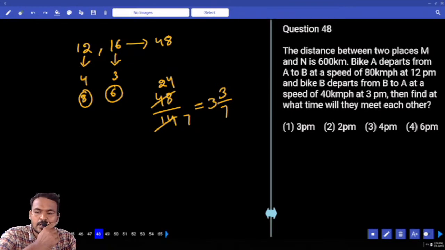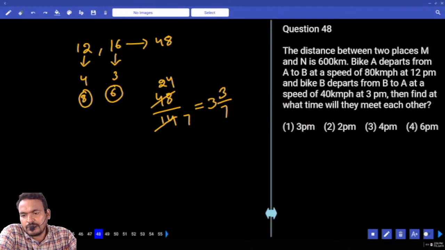Question number 48. The distance between two places M and N is given as how much? 600 kilometers. Bike A departs from A to B at a speed of 80 km per hour at 12 pm, and bike B departs from B to A at a speed of 40 km per hour at 3 pm. Then find at what time will they meet each other.